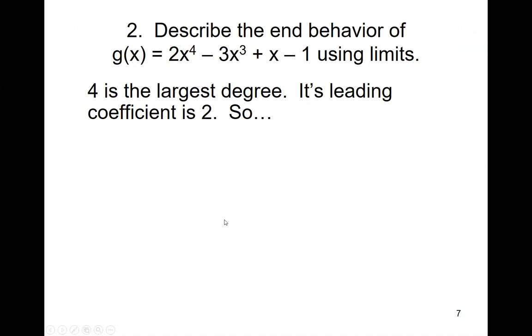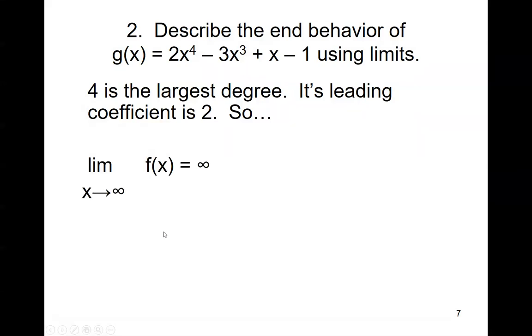So what we're going to do is just quickly try to answer this question using limits, and then we'll describe it in words as well. So if we look at this equation here, I notice that the degree is 4. Okay, so that means on both sides it's going to go up or it will both go down. And since that leading coefficient is 2, it's positive, they would both go up according to our chart.